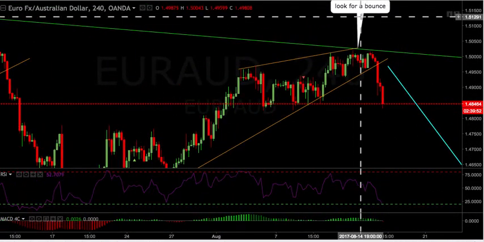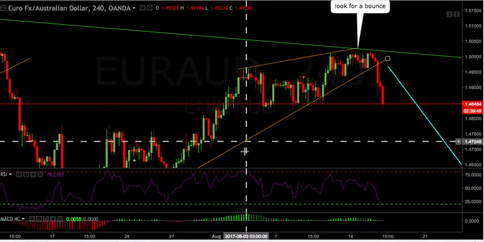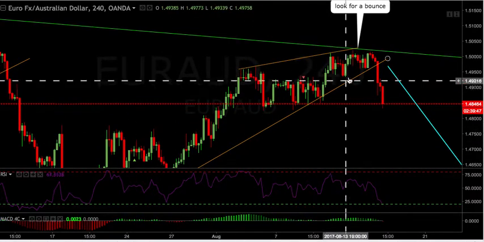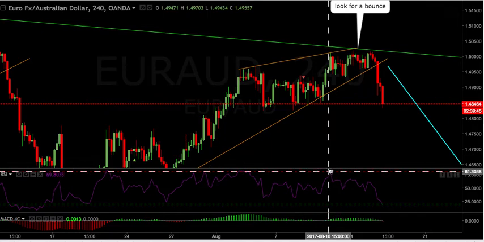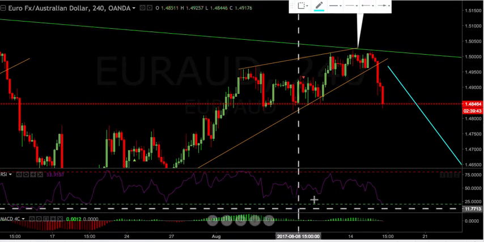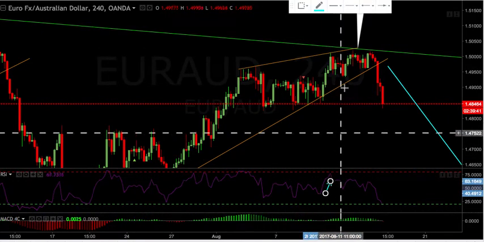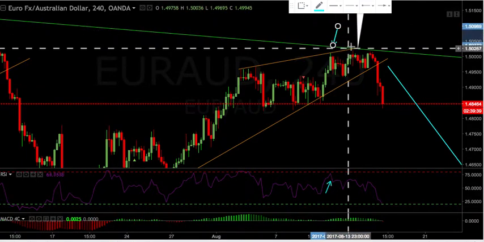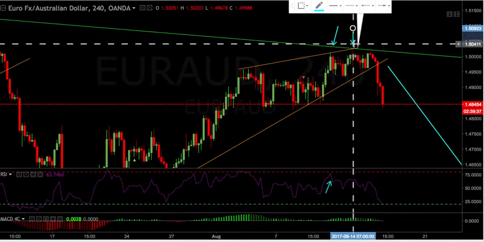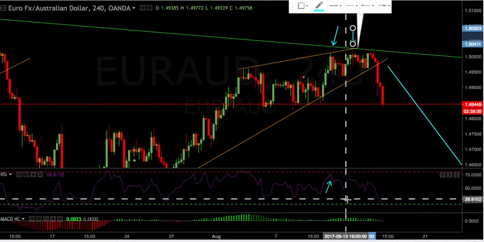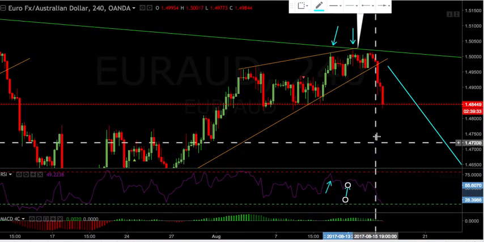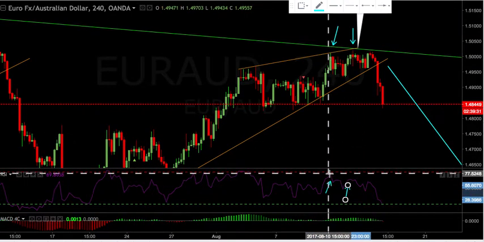I said watch for the bounce. Okay, so here's the top. Here's the top on your RSI. Here's another top. Here's your top on your RSI. Here's another top. Here's that top on the RSI. There is your divergence right there.